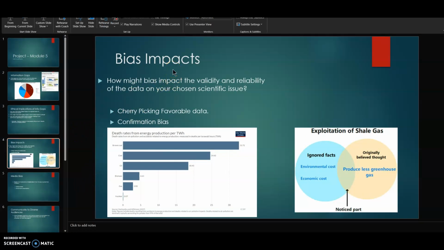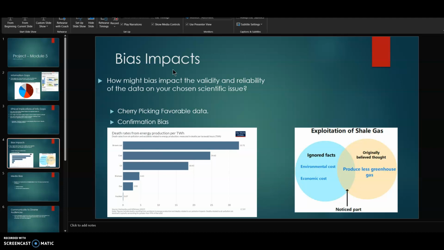So the next part is how bias can impact the validity and reliability of the data. Bias is always impacting things, whether we try to avoid it or not. There's always at least some kind of bias in there. You have to work very hard to remove bias from data and research.